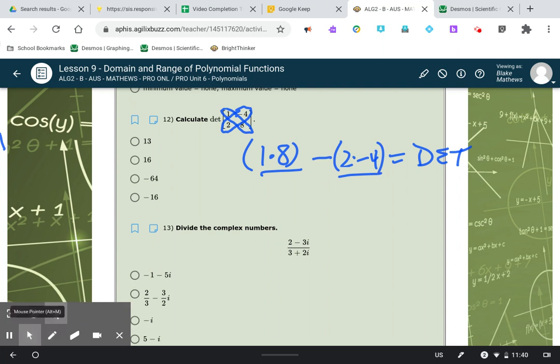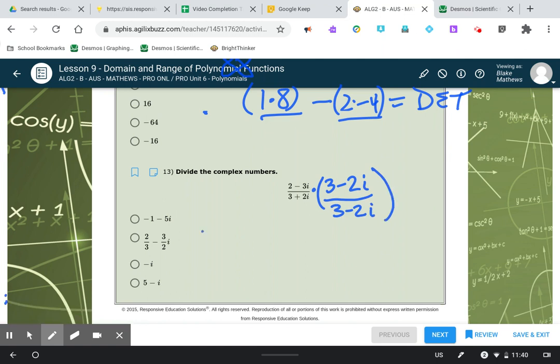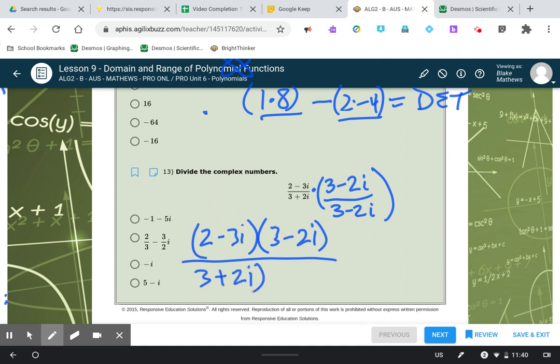All right. Divide complex numbers. I'm going to get you started again. The best way for you to do this is to go ahead and multiply by 3 minus 2i over 3 minus 2i. And so you're going to do this twice. You're going to multiply 2 minus 3i times 3 minus 2i. That's the top. And then you're going to multiply 3 plus 2i times 3 minus 2i.